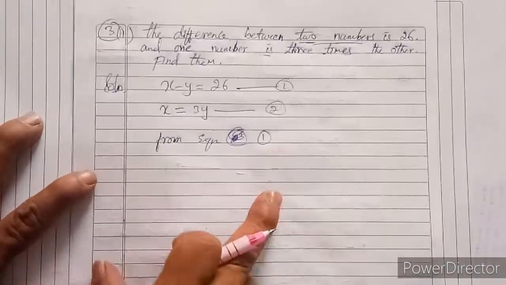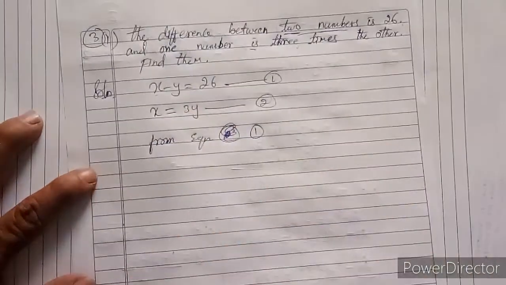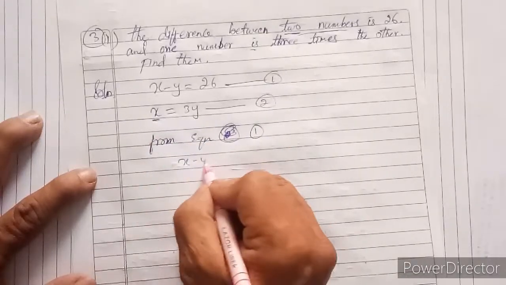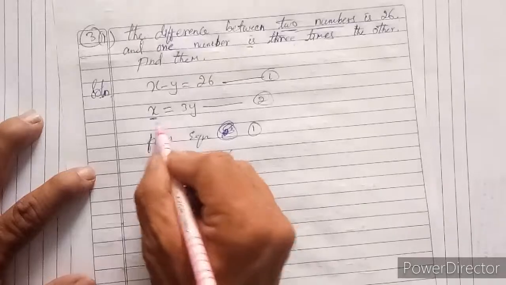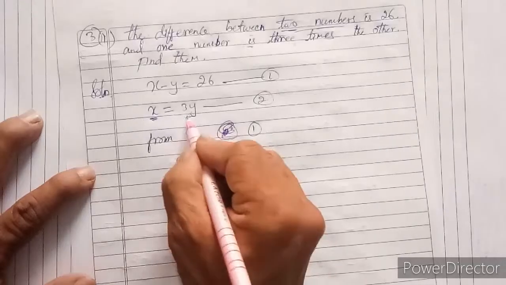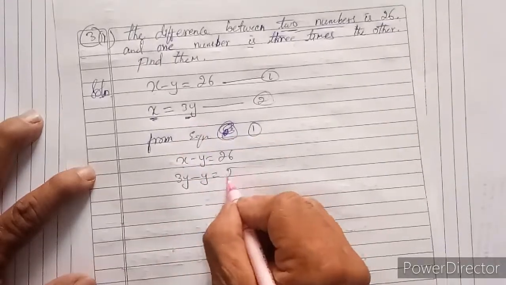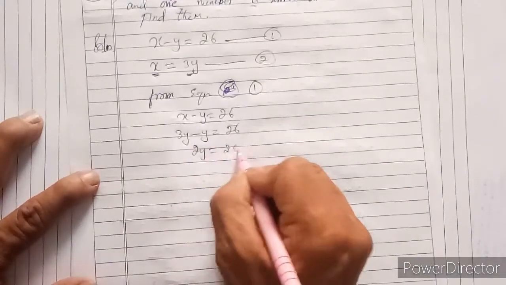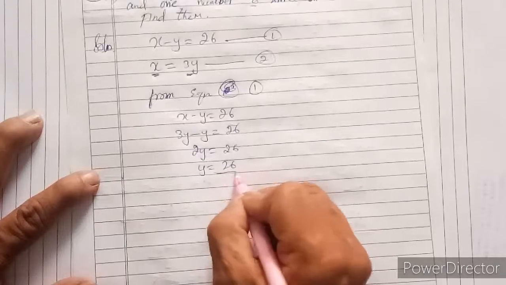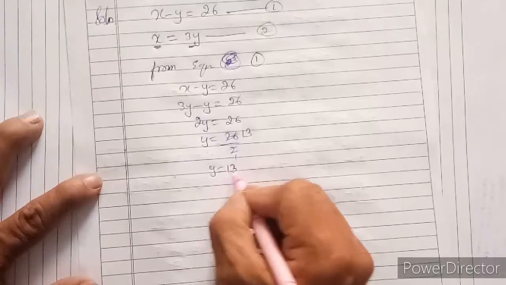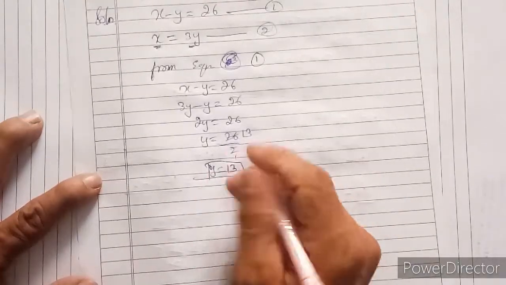Okay, in equation 1 I will put the value from equation 2. So here x minus y is equal to 26. What is the x value from the equation? x is 3y, so 3y minus y is equal to 26. 3y minus y is 2y, which is equal to 26, and if I transpose the 2 to the denominator, 2 13s are 26, y is equal to 13. We have to put the value of x.